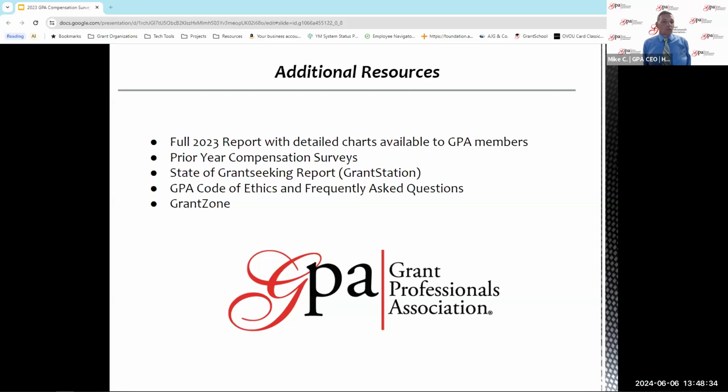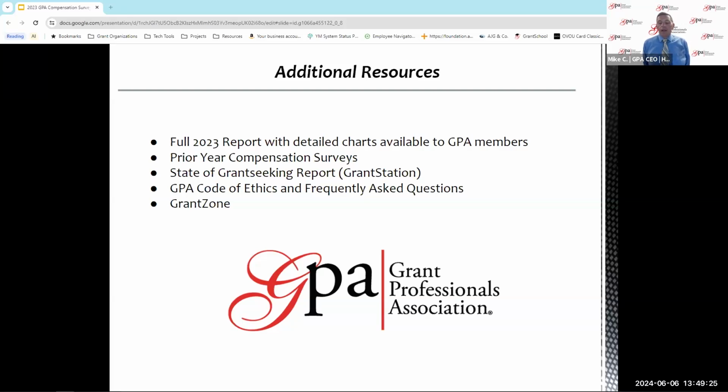The other report, because part of what we reported on here was grant proposals funded and managed, is the State of Grant Seeking report, which is produced by Grant Station, and we're a sponsor of that report. It does a more in-depth job looking at the state of grant seeking, especially the number of proposals written and funded, where the funding comes from, and size and length of proposals, et cetera. And obviously, with GPA, we're big proponents of the GPA Code of Ethics. In terms of compensation for grant professionals, we believe grant professionals should be paid for their work, but not from a percentage of the grant.